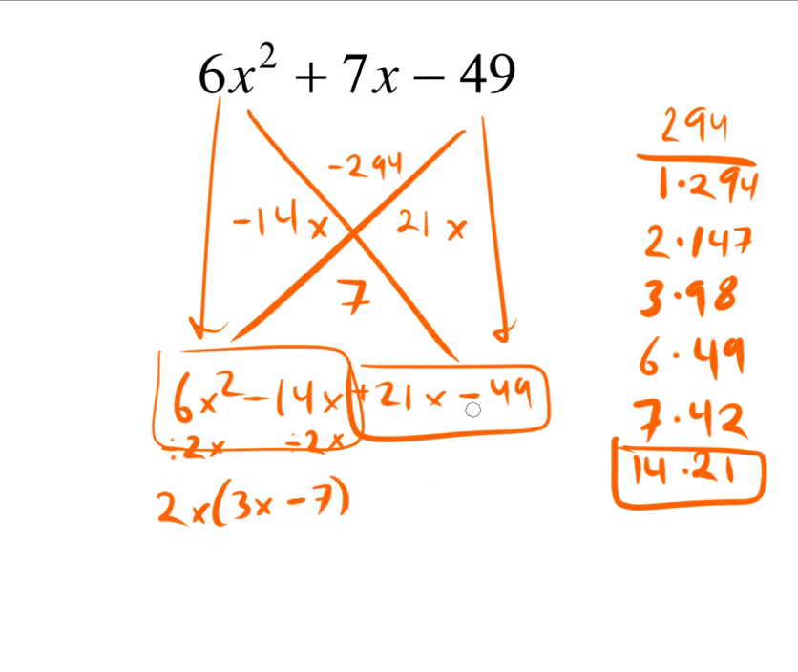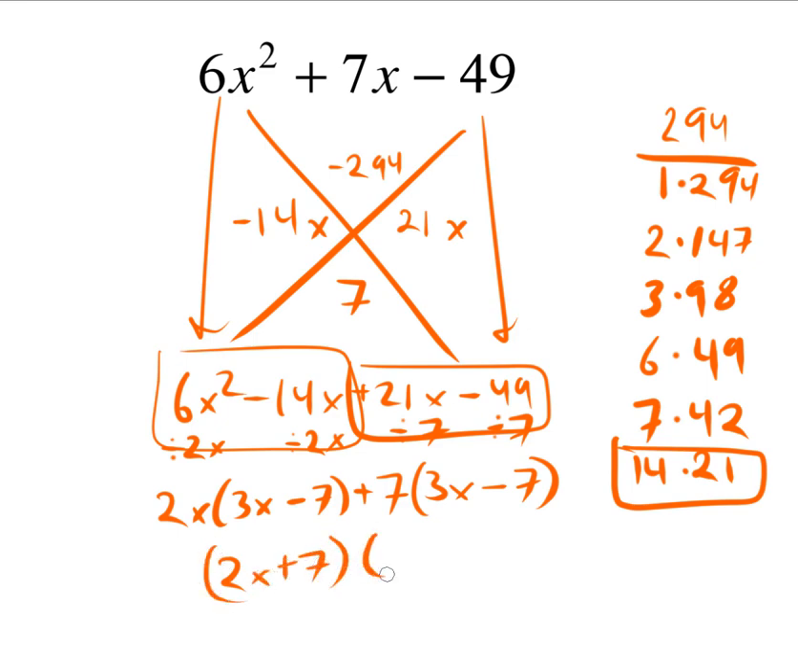And then over here on this side, I'm going to factor out 7. So I'm going to factor out 7, but yep, that's it. Just factor out 7, and that becomes 3x minus 7 as well. Because if I divide both of these by 7, I get 3x minus 7. So then, once again, because these are the same, I can take my 2x plus 7, and I can combine them. And that's 2x plus 7 times 3x minus 7. And that is my final answer, I believe.